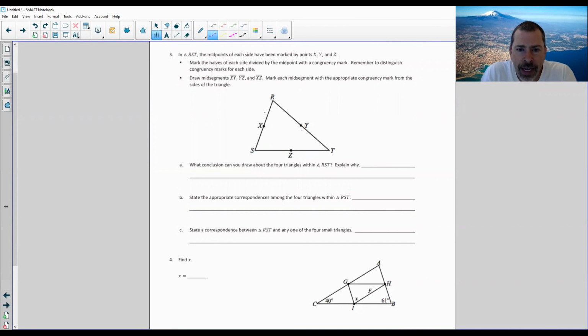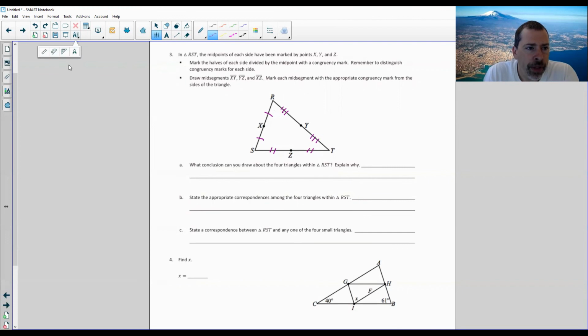So what they mean by that is if that gets 1 mark, this gets 1 mark because that's the midpoint. So RX equals XS, but we do not know that SZ equals these because we don't know that RS is equal to ST. So we have to give that 2 marks, but it is congruent to ZT. And same with over here, RY is congruent to YT. So that's congruent to that, and that is congruent to that, but not necessarily to any other side pieces. Now it says draw mid-segments XY, YZ, and XZ.